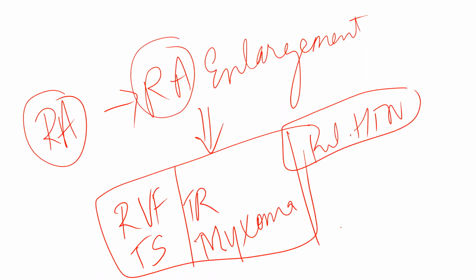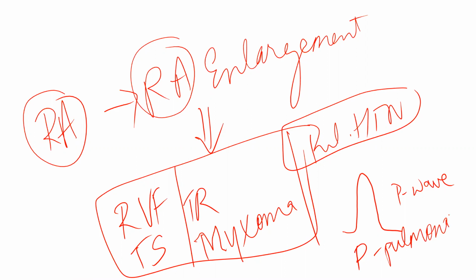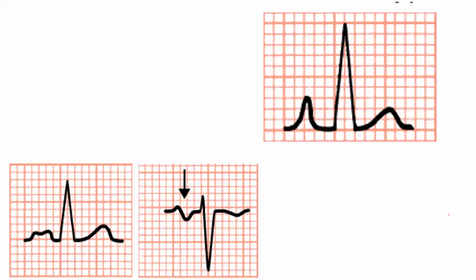So RA enlargement is going to cause a tall and peaked P wave. This is called P pulmonale. Why it is going to cause peaking, why not widening and all, we will not discuss. It is not at your level. This is P pulmonale. Something like this, a tall P wave.